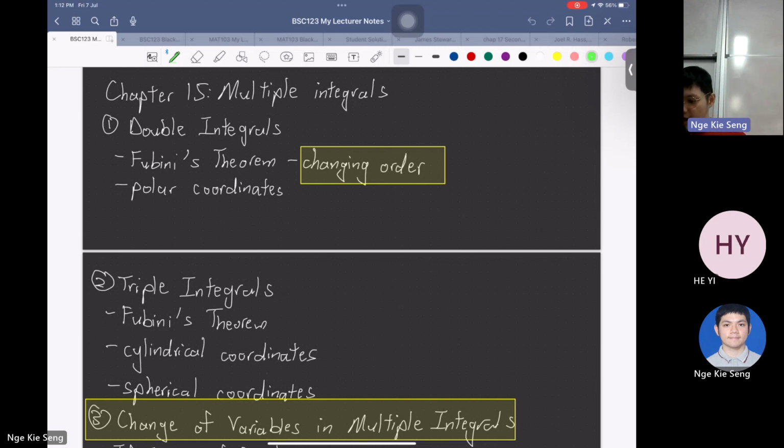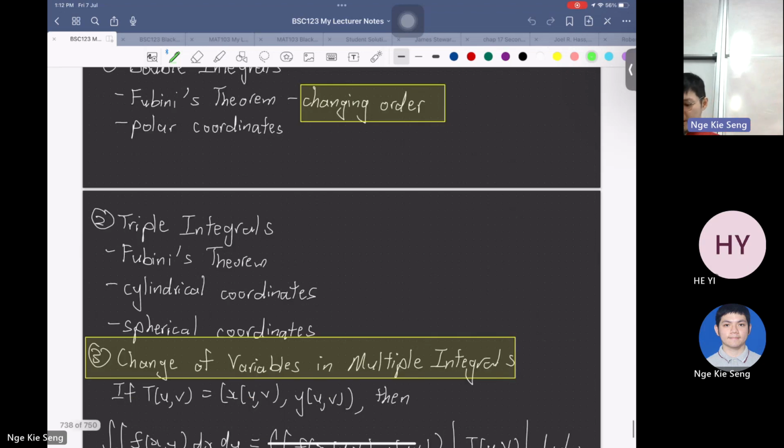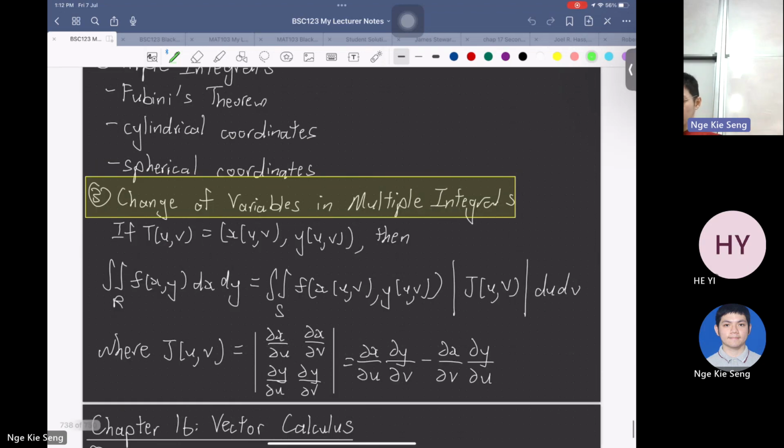For this chapter, I think I did quite a detailed summary last time when we finished this. So you need to know how to use the Jacobian, what kind of Jacobian you use when you go to polar coordinates, cylindrical coordinates, and spherical coordinates. The hardest part is the change of variables in multiple integral. So this is the Jacobian part.